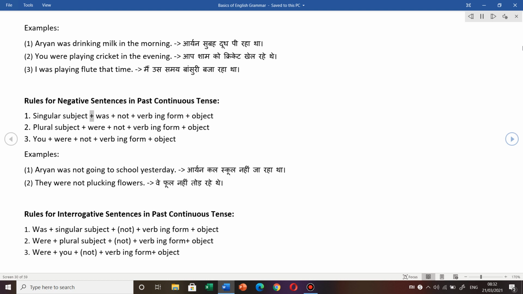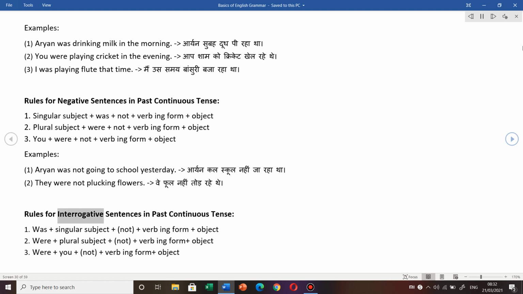Singular subject plus was plus not plus verb ing form plus object. Plural subject plus were plus not plus verb ing form plus object. You plus were plus not plus verb ing form plus object. Examples. Aryan was not going to school yesterday. They were not plucking flowers.